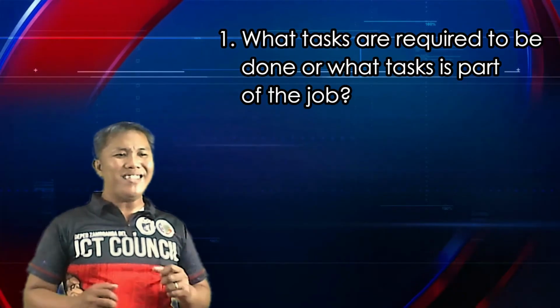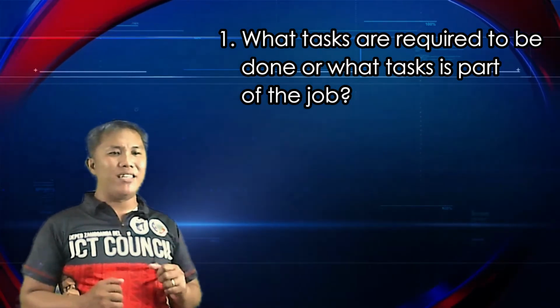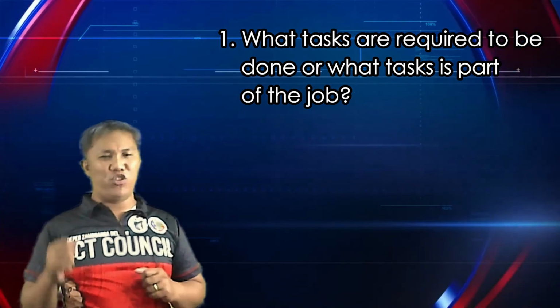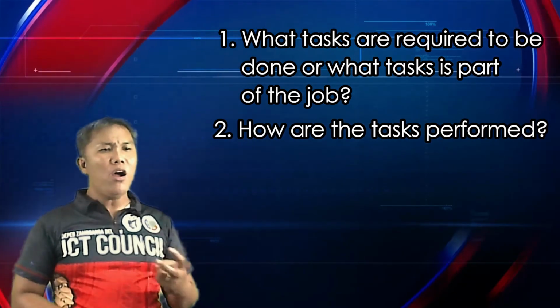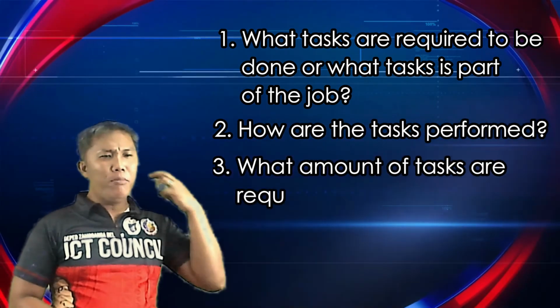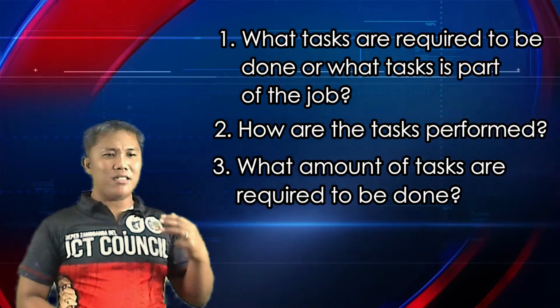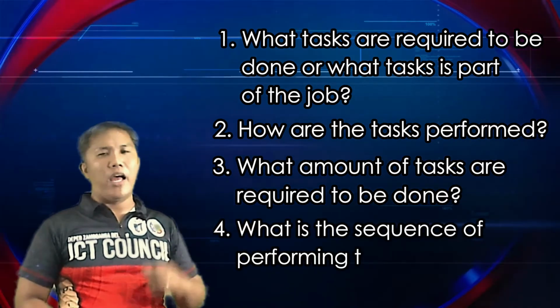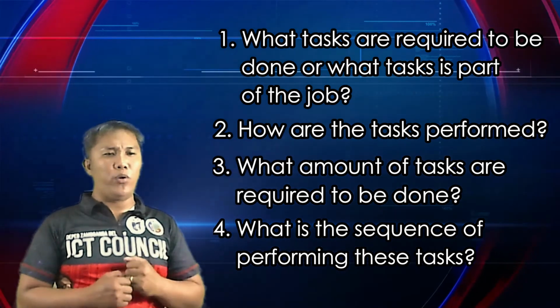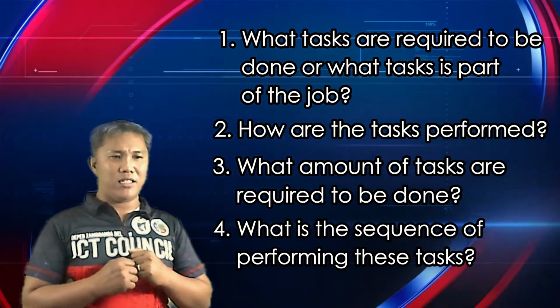There are various steps involved in job design that follow a logical sequence. Those that were mentioned earlier on, the sequence is as follows. Number 1, what tasks are required to be done, or what task is part of the job? Number 2, how are the tasks performed? Number 3, what amount of tasks are required to be done? And number 4, what is the sequence of performing these tasks?